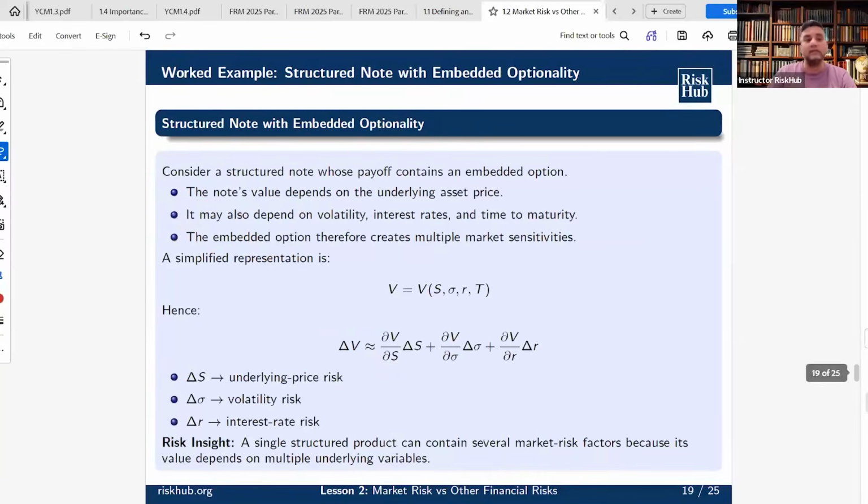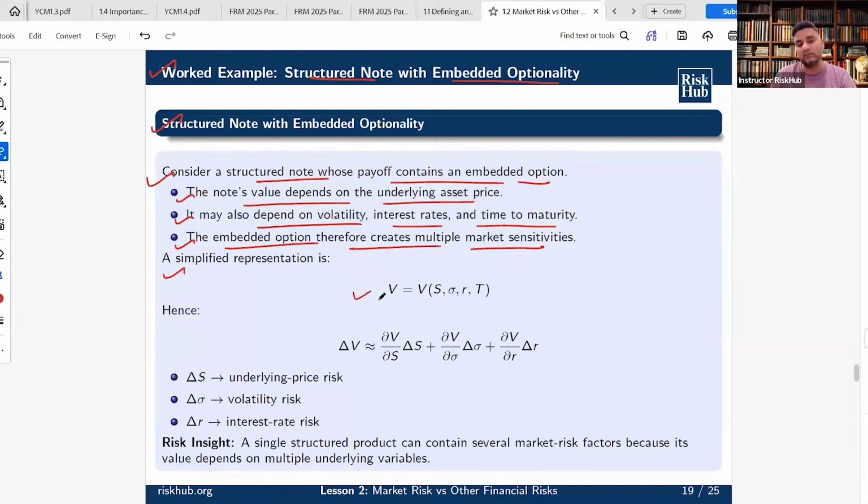Then we have slide number 19, which is a worked example of a structured note with embedded optionality. Consider a structured note whose payoff contains an embedded option. The note's value depends on the underlying asset price. It may also depend on volatility, interest rate, and time to maturity. The embedded option therefore creates multiple market sensitivities, as in the simplified representation given by this equation. Hence, we have the real equation also.